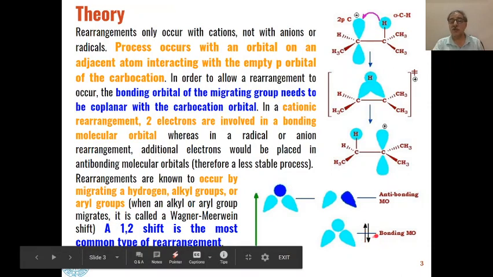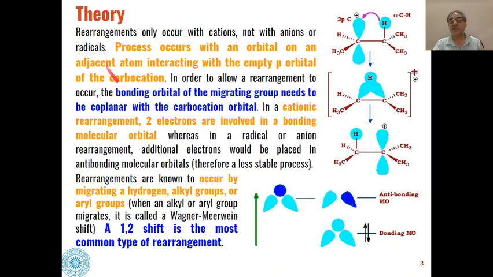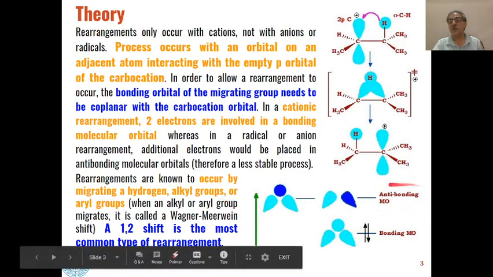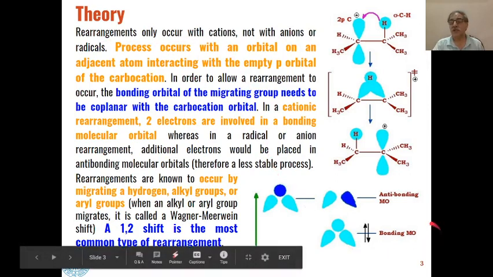Because two electrons are involved, these two electrons will be present in the bonding molecular orbital. So that is why this will have a lower energy as compared to the anti-bonding orbital, whereas in the case of anions or radicals, you require the anti-bonding molecular orbital also. So that is why they will be higher in energy, and the rearrangement will occur only with cations, because this is lower in energy.